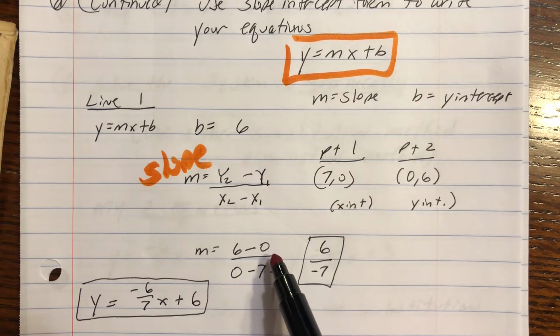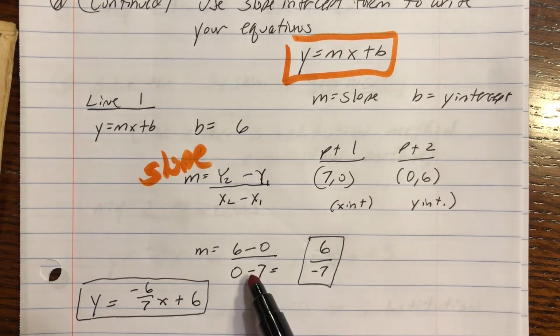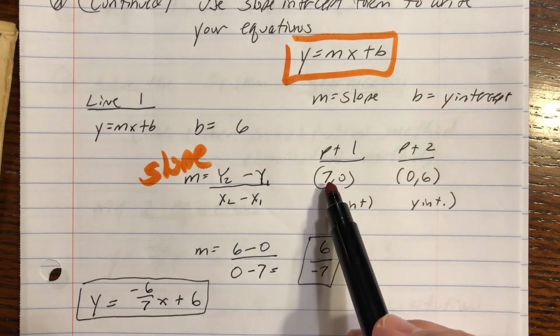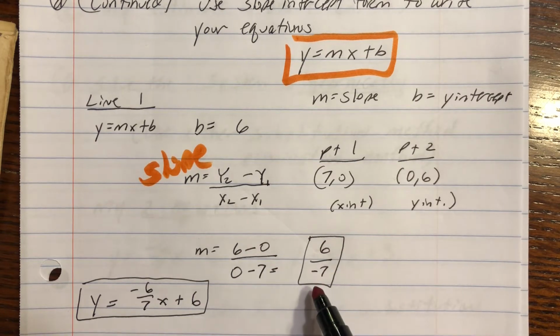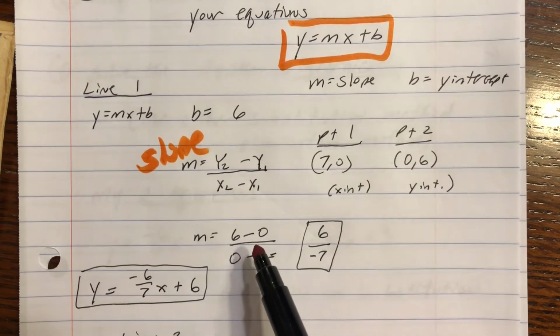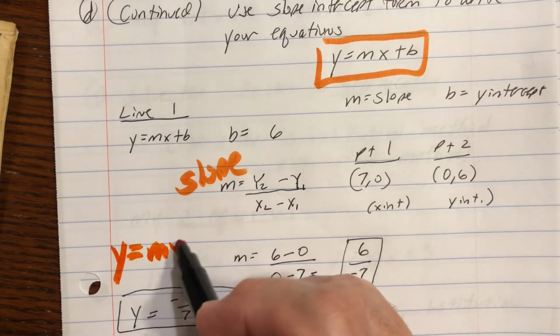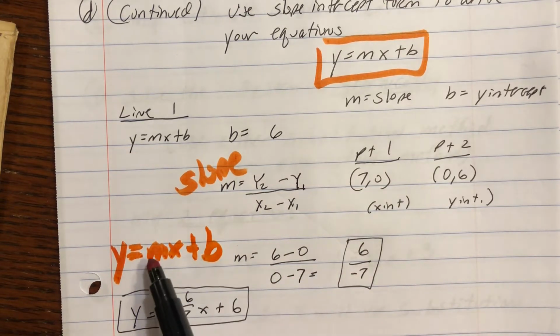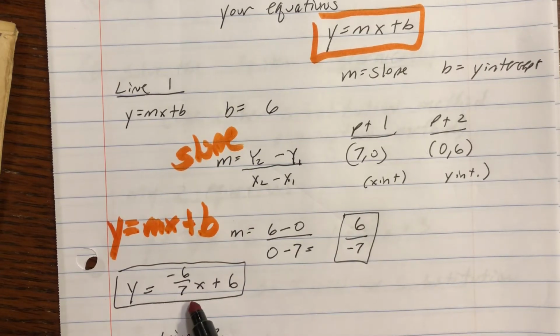For my denominator, I go to x sub 2, that's point 2, and the value in the x position is 0, minus x sub 1, point 1, where the value is 7. Now when I subtract, in the numerator 6 minus 0 is 6, and 0 minus 7 is negative 7. So there's my slope for line 1. When I sub into y equals mx plus b, I replace the m with negative 6/7 and the b from my previous problem, which was 6. So here's my equation for my first line: y equals negative 6/7 x plus 6.